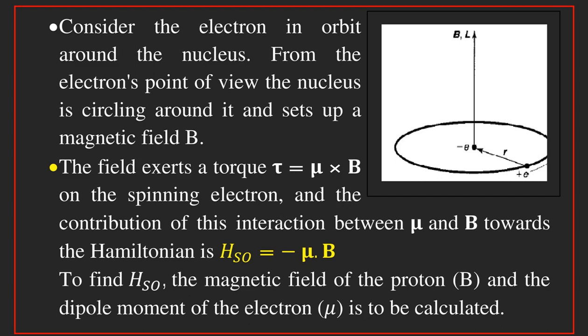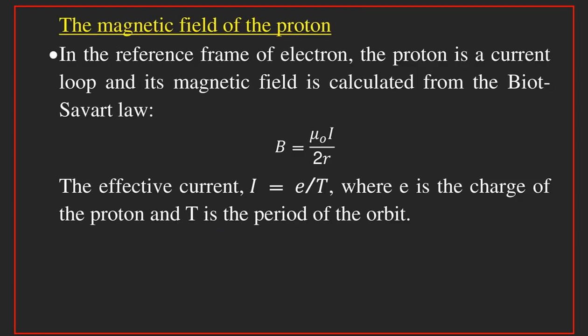So the additional term to the Hamiltonian becomes minus mu dot B. So first of all, we have to evaluate the expression for minus mu dot B, where mu is the spin magnetic dipole moment of the electron and B is the magnetic field produced by the orbiting proton in the frame of reference of electron. Now to find H_SO, we have to find mu and B.